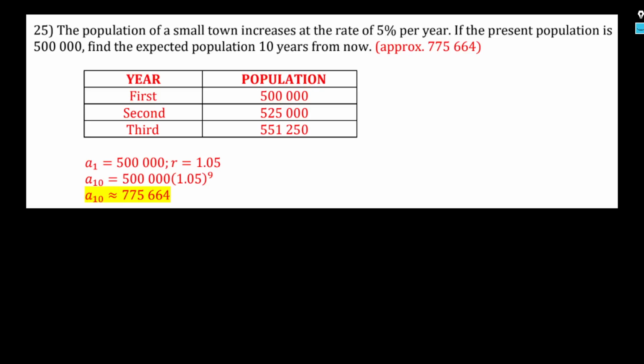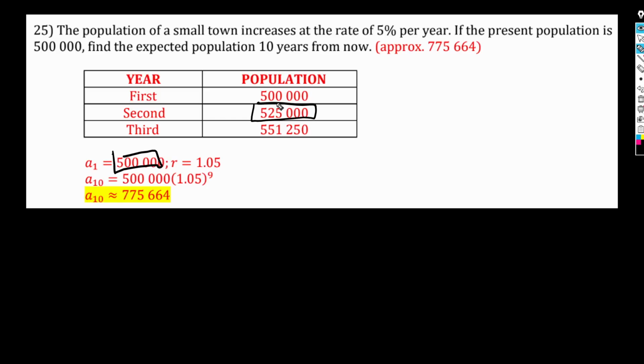So, in this case, we are looking for a sub 10, no? The 10th term in the sequence. However, ang mali dito ay ito, yung paggamit ng 500,000 as a sub 1. Kasi kung a sub 1 mo yung 500,000, then that is the current year. However, if we are looking for the expected population 10 years from now, so I imagine this, a year from now, that's a sub 1, that will be, instead of the 500,000, that will be the second year, no? Na nag-increase na ng 5%.